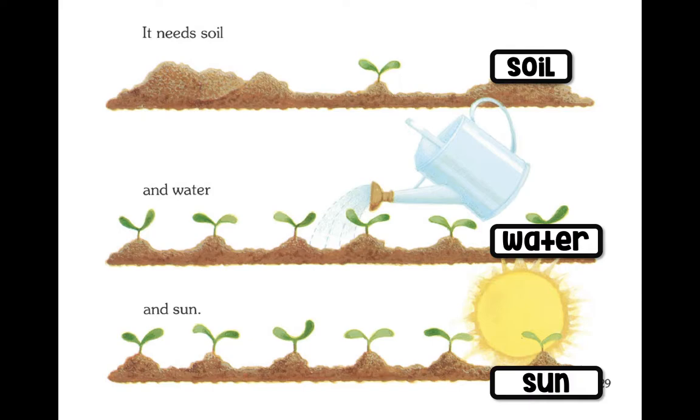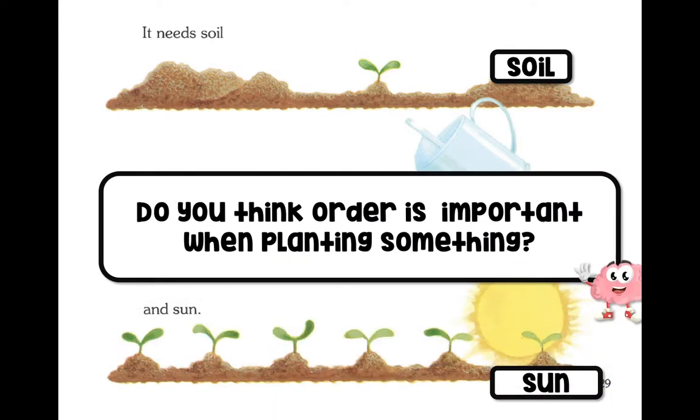Yeah, it shows each different part of the process of the plant growing, right? Good job. And do you think order is important when planting something? Yeah, because what would happen if we didn't have soil but we had our bean plant? Could we just throw it into water and put it out in the sun? Probably not. It would probably not be that successful.